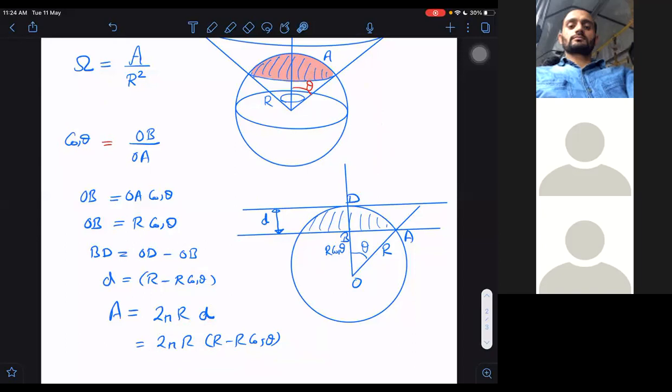Sir, the semi-vertex angle is called a solid angle? Semi-vertex angle is not called a solid angle. That is the plane angle theta. The solid angle we have not even found till now. Solid angle is area divided by r square. We are going to determine it now.